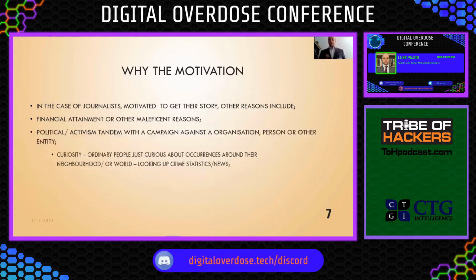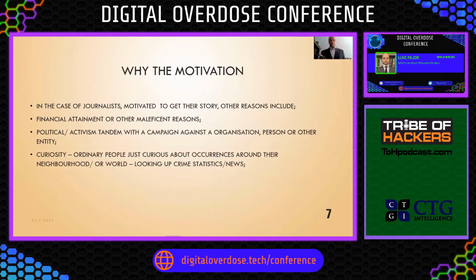We've got political activism or hacktivism. This is usually operations against an organization, person, or other entity. Some grand examples include the hacker group Anonymous, who I'm sure you're perfectly well aware of for hacking and de-anonymizing data. Even groups such as Greenpeace do partake in such activities.